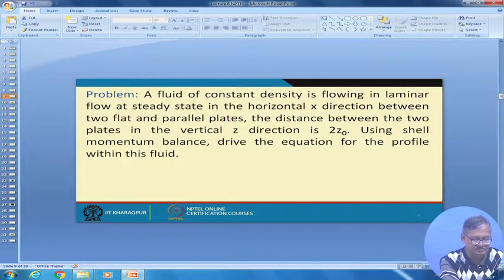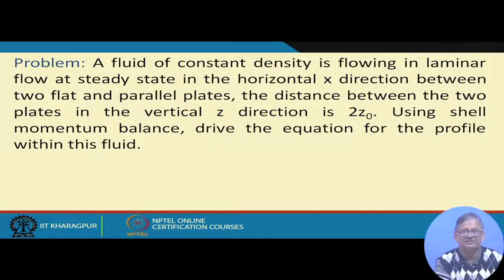Yeah, this was the problem which we had given you, that a fluid of constant density is flowing in laminar flow at steady state in the horizontal x direction, and between two flat and parallel plates, the distance between the two plates in the vertical z direction is set to z0. Using shell momentum balance, derive the equation for the profile within this fluid, right.